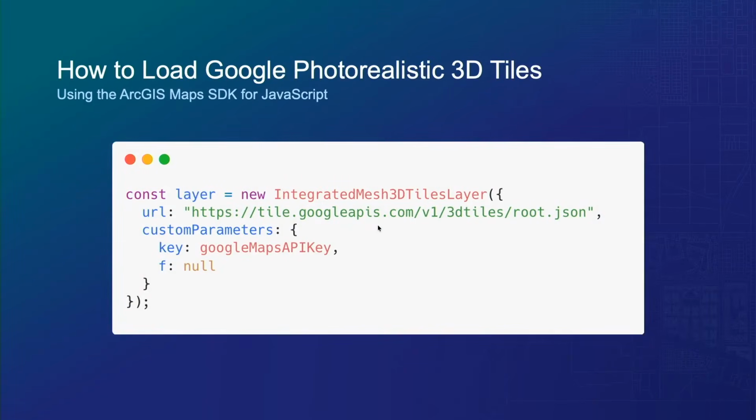You just need to load an integrated mesh 3D tiles layer. You need to point to the endpoint from Google, which is the one you see there. And you just need to place your Google Maps API key, which you will have to create on the Google console. One thing to keep in mind if you do this: it's required by the terms of use of Google that you add a Google Maps logo, providing the attribution to them, because the JavaScript SDK is not aware where the data is coming from. That's something you will have to do yourself.